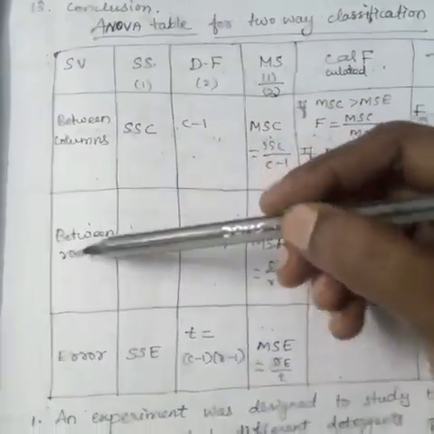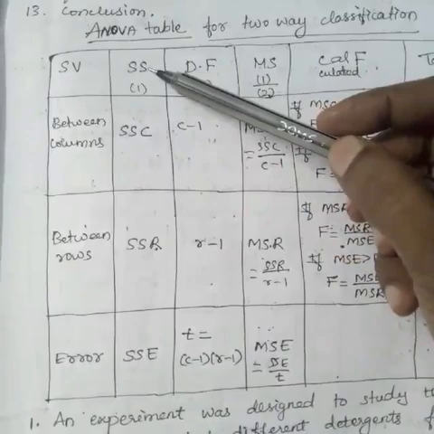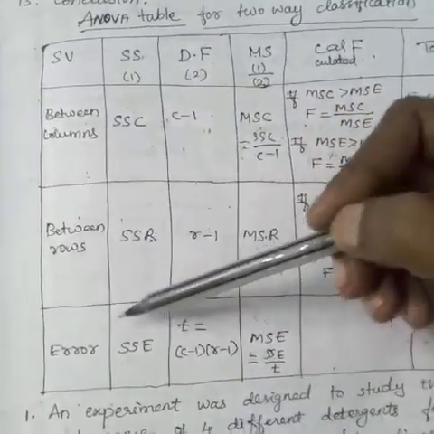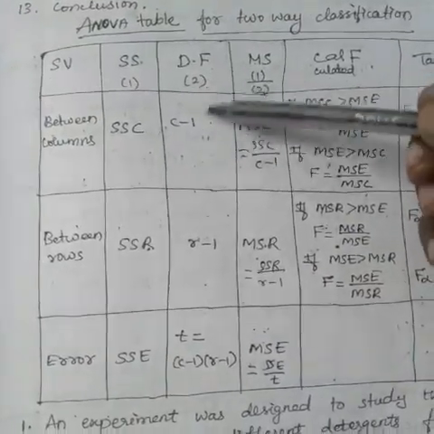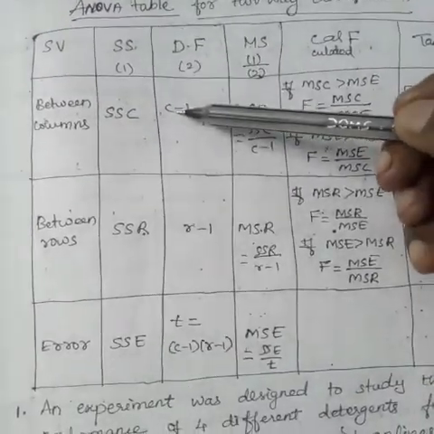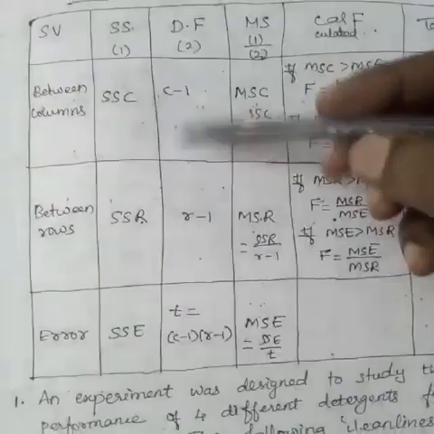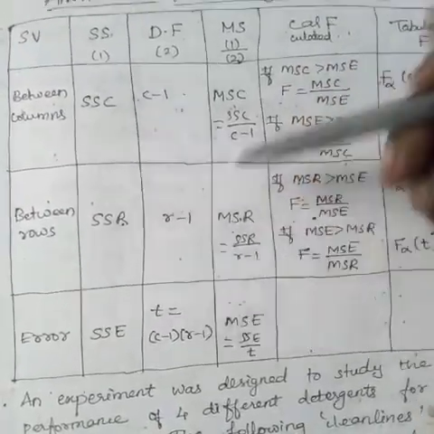SV, source of variations: we have between columns, between rows and error. SS, sum of squares: sum of squares of columns, sum of squares of rows, sum of squares of error. The next, DF, degrees of freedom: C minus 1, R minus 1. C means the column, so C minus 1; R means the row, so number of rows minus 1. And error T is equal to (C minus 1) into (R minus 1).